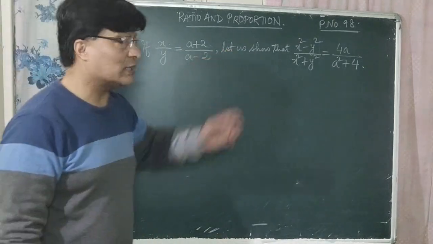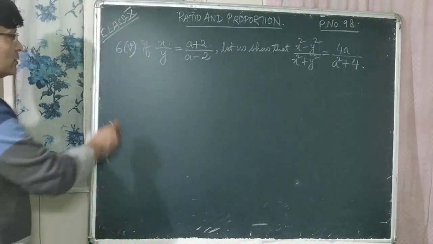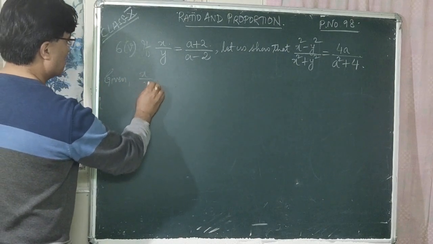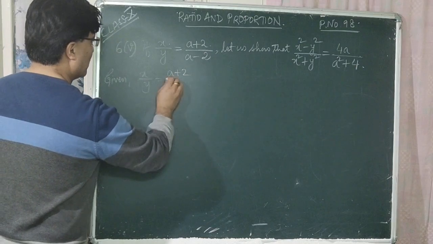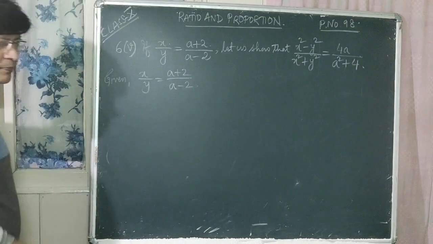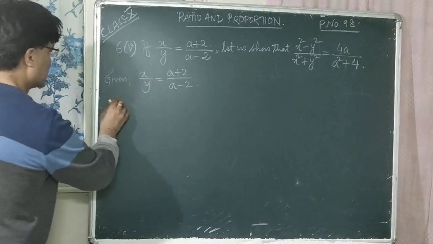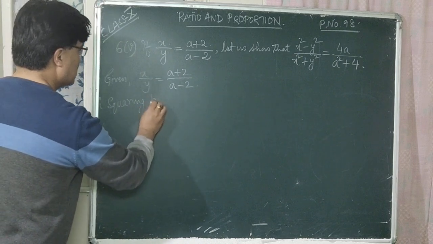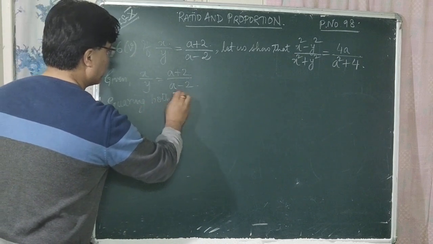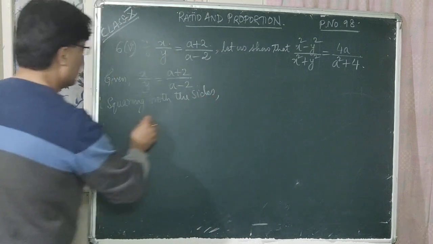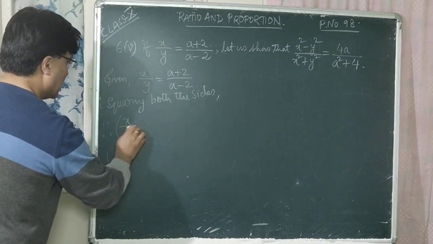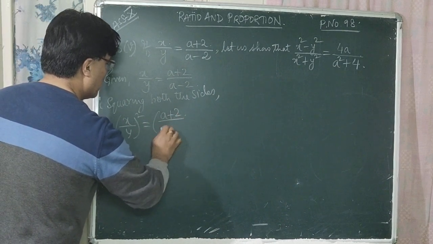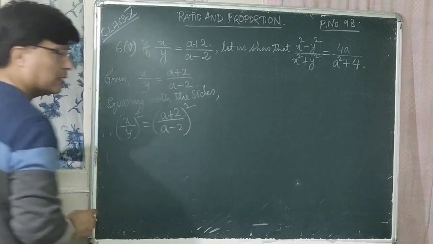Since we have got x square and y square on the left hand side, here given is x upon y is equal to a plus 2 upon a minus 2. So first of all, you square both the sides. So squaring both the sides, what do we get? X upon y whole square is equal to a plus 2 upon a minus 2 whole square, right?